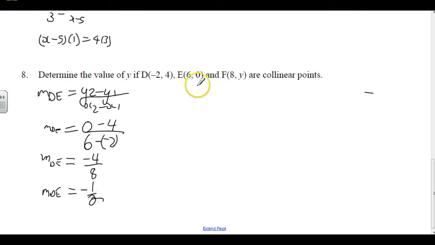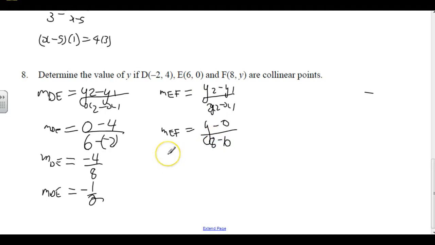That's -1/2. Then we know that the slope of DF or EF, I'm going to use EF because I think that's easier, so we'll get an expression for the slope of EF. You know, when you've written down the slope formula 100 times, you're going to know it pretty well. So y minus 0 over 8 minus 6. So the slope of EF is y over 2.